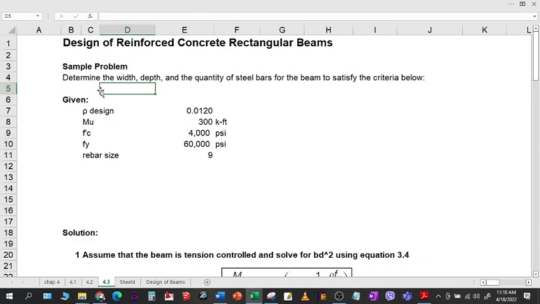We are given here some of the parameters to be used. We have design steel ratio 0.012. We have the design moment, or the ultimate moment, or the maximum moment that the beam will carry, that is 300 kip-foot. Then f'c is 4,000 psi. This is the strength of concrete. Fy is 60,000 psi. This is the yield strength of steel. And the rebar size is number 9 rebar.